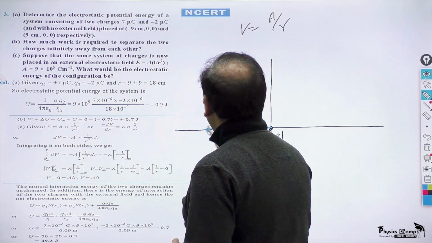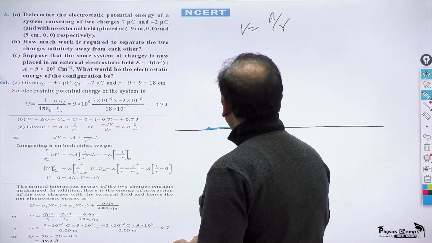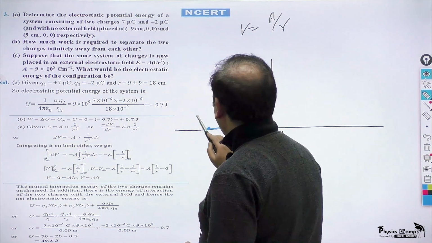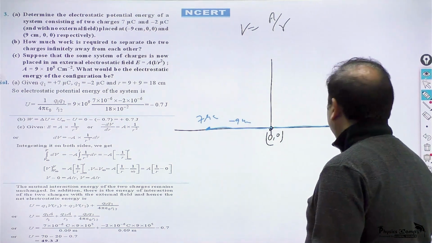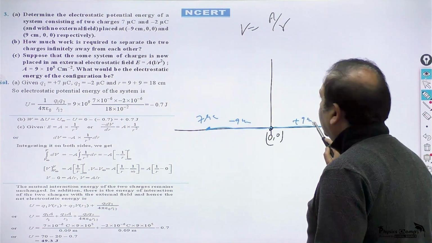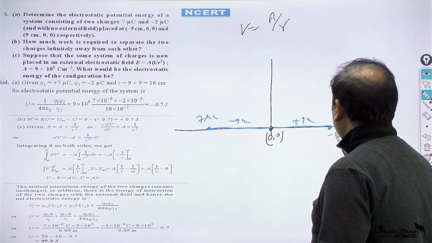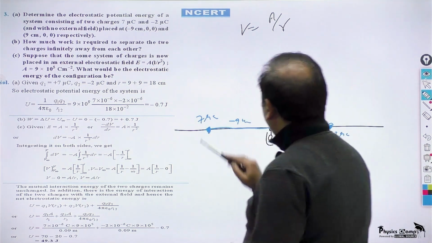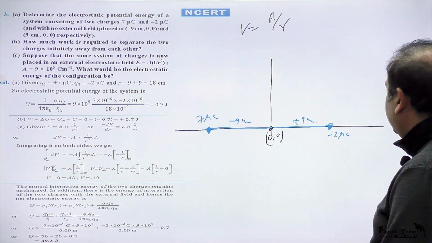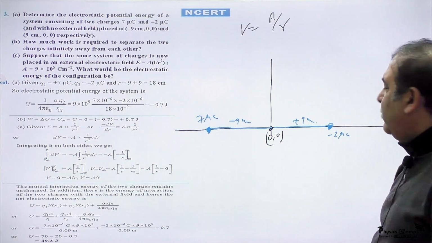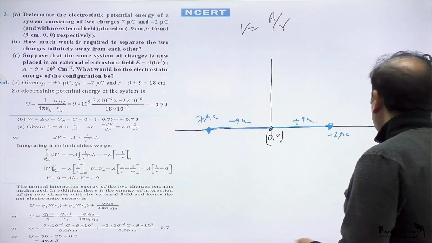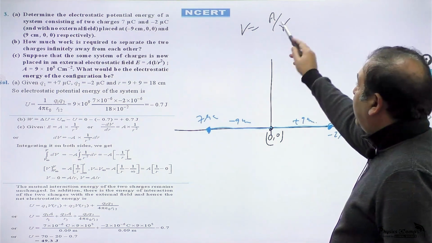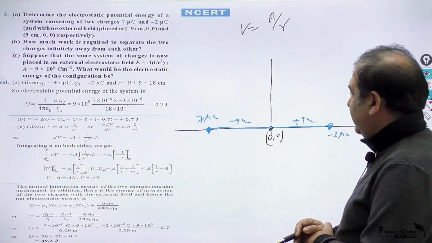Now we talk about this system. With the origin at the center, at minus 9 centimeter we have a charge of 7 microcoulomb, and at plus 9 centimeter we have a charge of minus 2 microcoulomb. This is the situation, and at the same time there is an electric field existing here, and the electric potential is A by R.